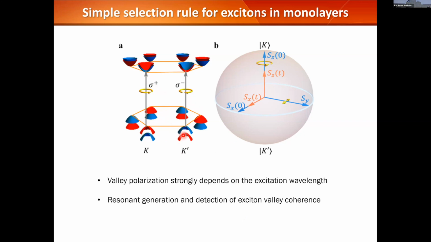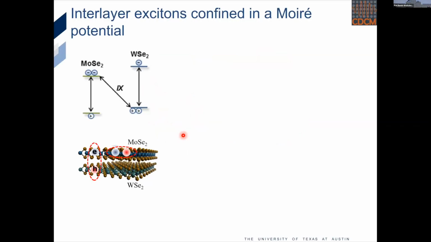The picture gets much more complex when we start to look at stacked heterostructures. And for the next few slides, I'll be talking about a combination made of MoSe2 and WSe2. These materials form what's called a type 2 band alignment in the heterostructure. When you put electrons and holes, either electrically or optically, into the bilayer, the electron tends to go to the Mo layer and the hole tends to go to the tungsten layer.